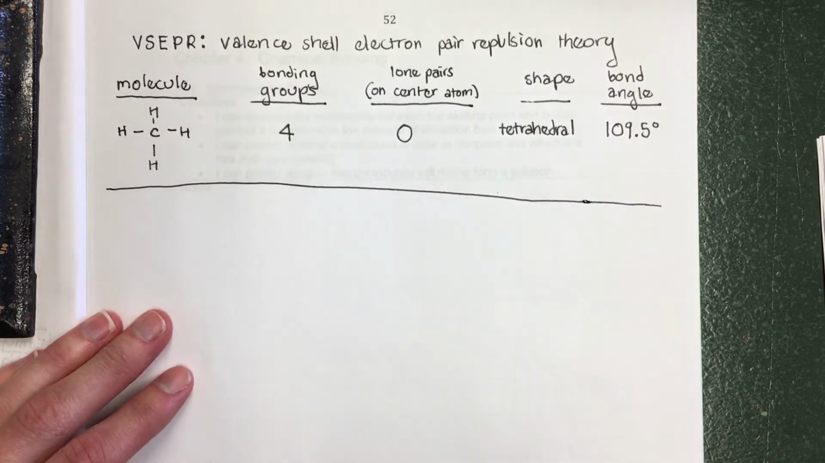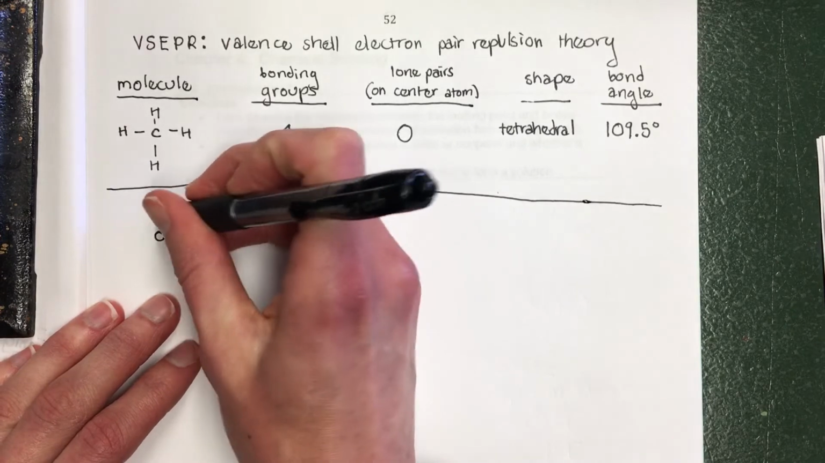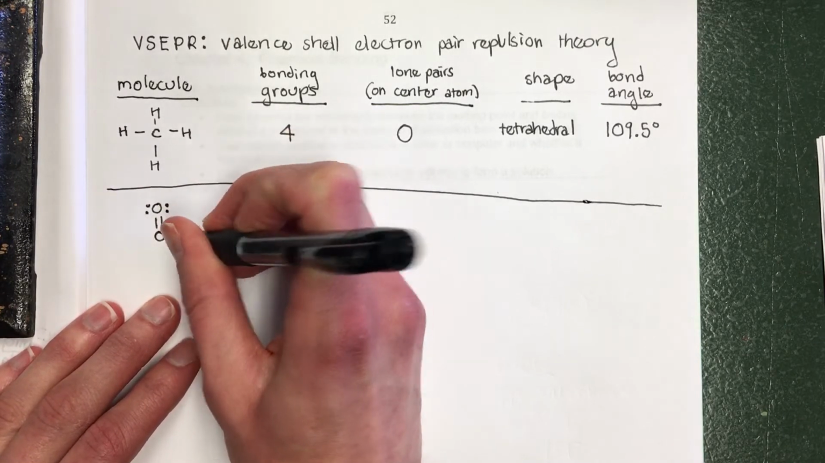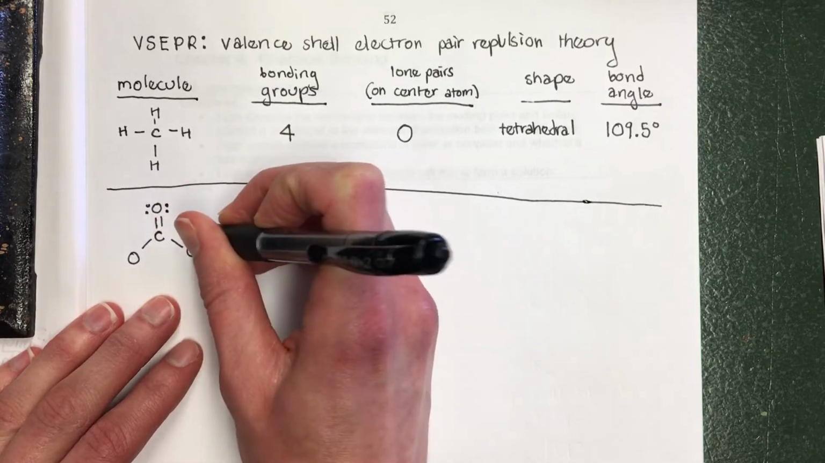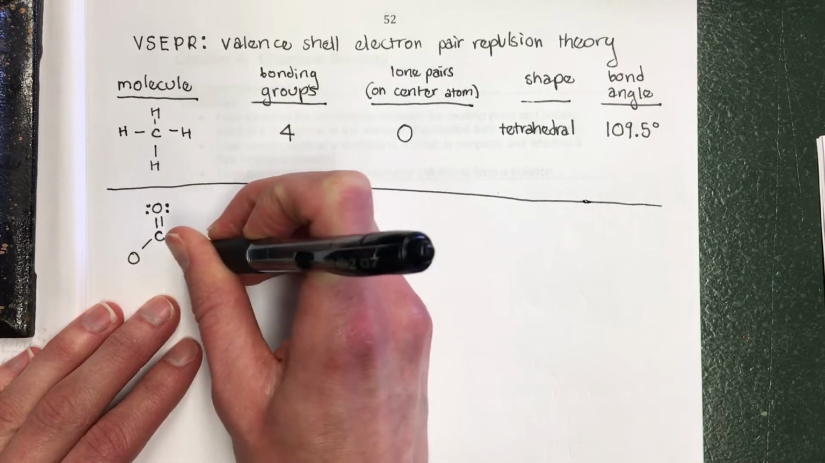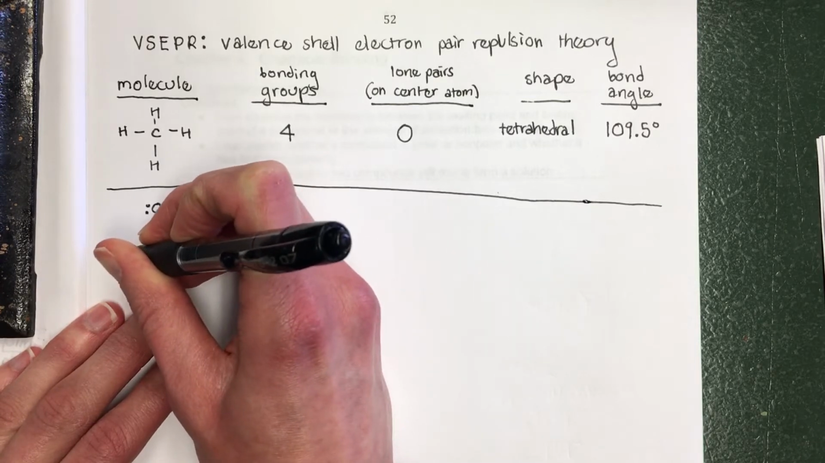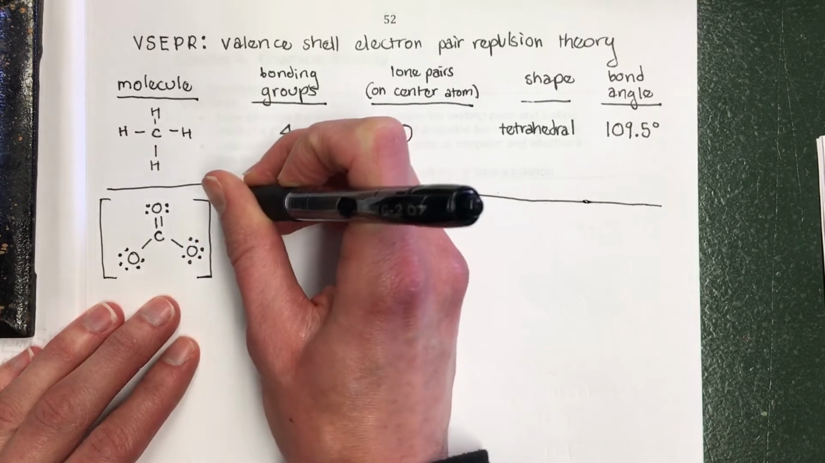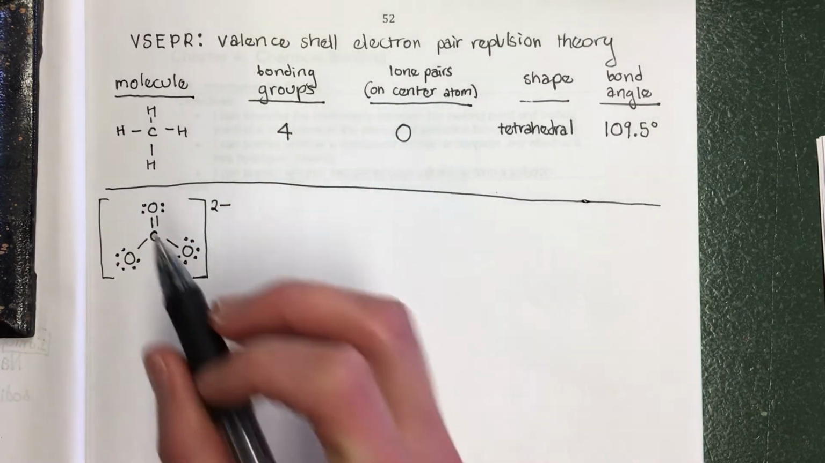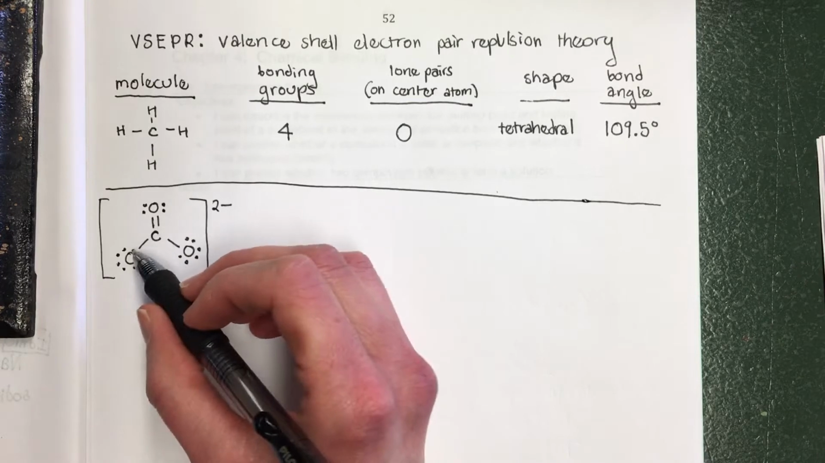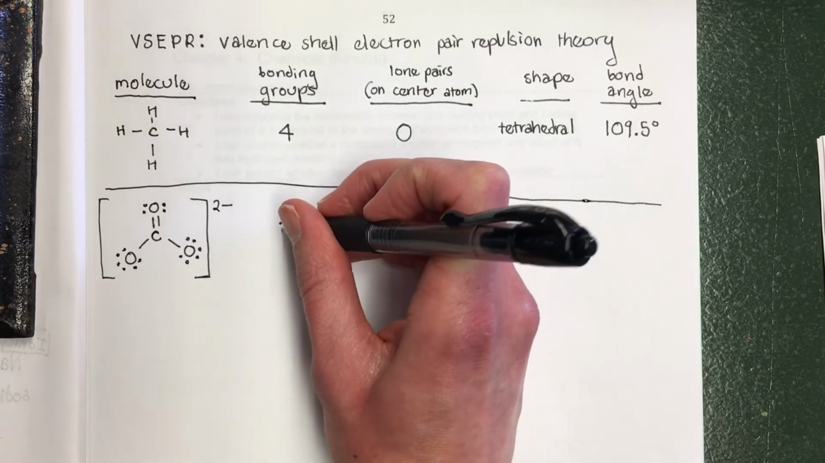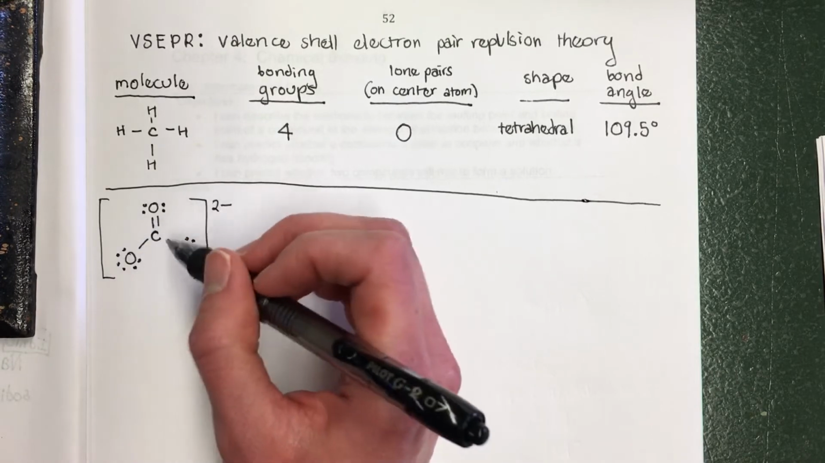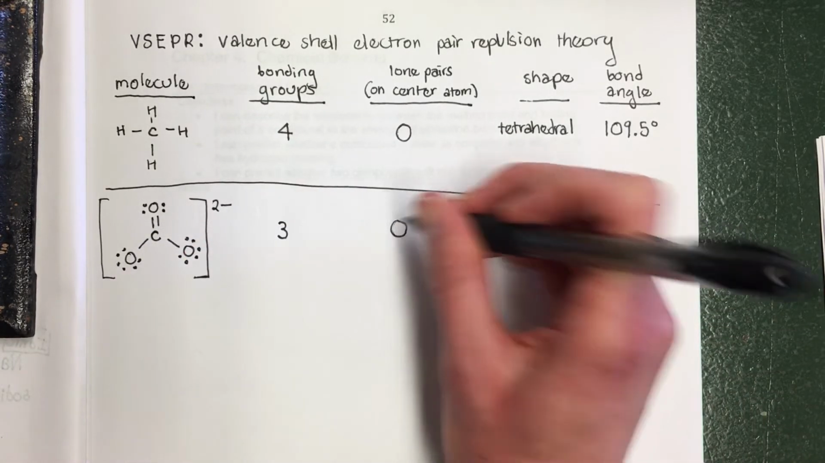Okay, so 3 bonds now. We're going to draw a carbon, an oxygen double bonded to it, and 2 more oxygens off to the bottom. And this is actually the carbonate ion, so I'm going to put brackets around it and put a -2 charge, because it has a -2 charge. Now notice there are 3 atoms bonded to the center one, so that means 3 bonding groups. There are a bunch of lone pairs on the outside atoms, but none on the center. So 0 on the center atom.